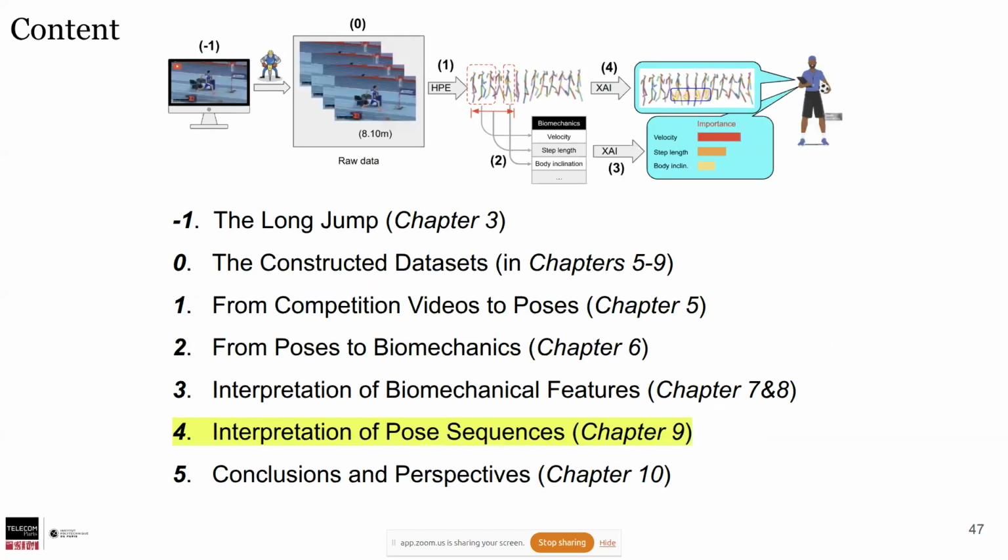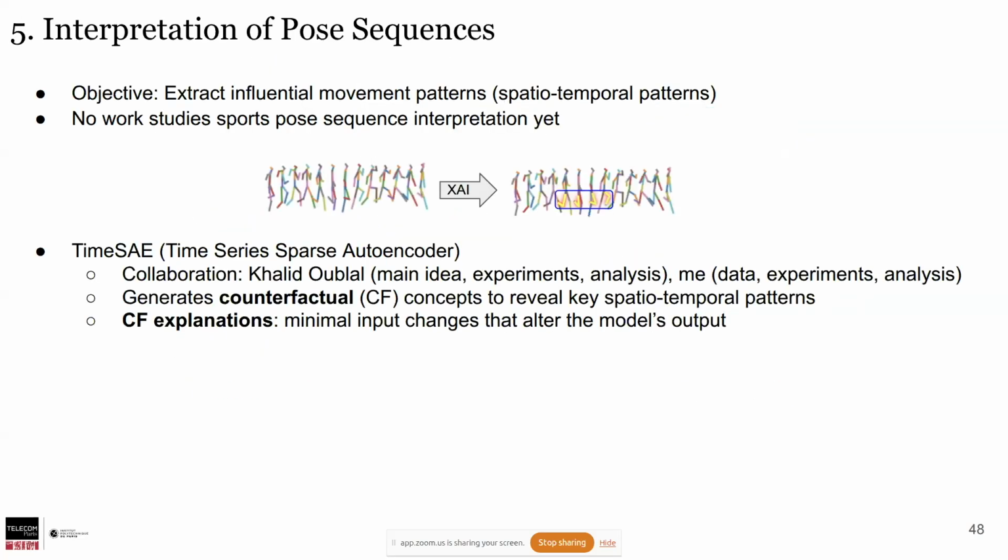And lastly, we would like to study how we can find the motion patterns from the pose sequences. The objective is to extract influential movement patterns, which can be considered as spatial-temporal patterns if we consider the whole sequence as a multivariate time series. There is not yet any work studying sports pose sequence interpretation.